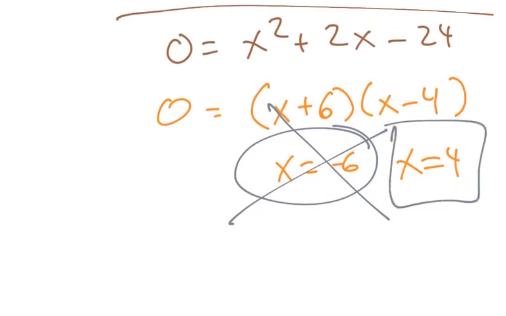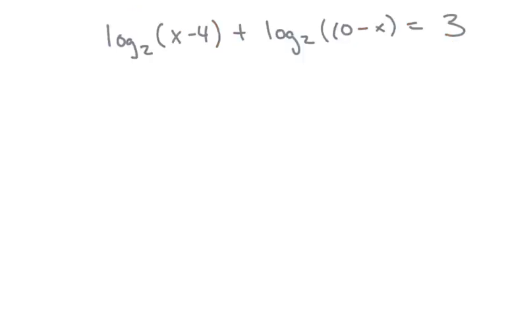So the question says for each equation find the sum of all solutions. The sum of all solutions here is 4 because it's just 4. Be very careful when you're putting down the final answer for logs. Okay, let's look at the next one. So more of the same.